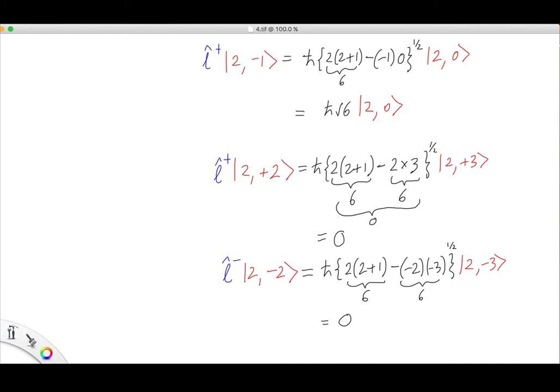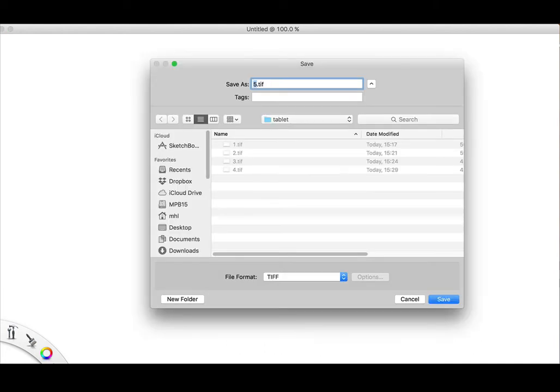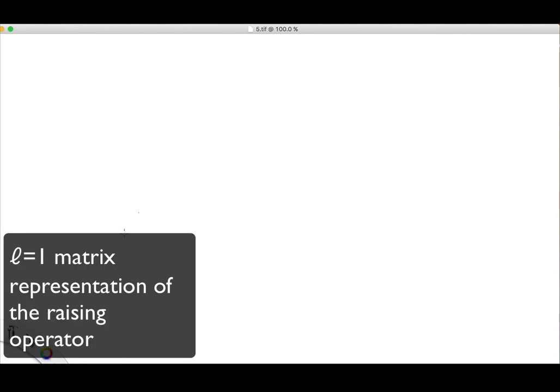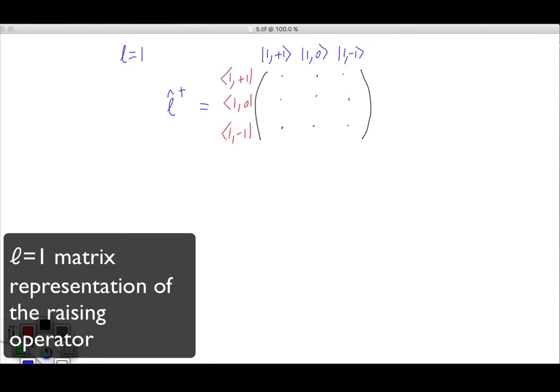Now let's have a look at the matrix representations of these operators. So let's take, for example, case L is 1, and let's look at the matrix representation of the L plus operator. So running through the arguments we did before, it's going to be a 3 by 3 matrix, because there are 3 states with L is 1. And I can label the columns of the matrix using the kets. With L is 1, then we have 3 kets, and I have 3 bra states. And I can evaluate each element in turn.